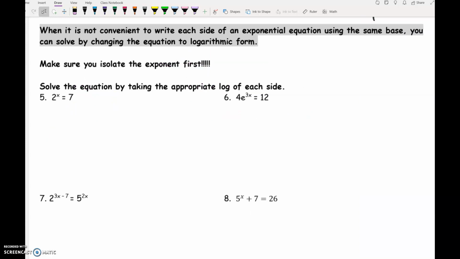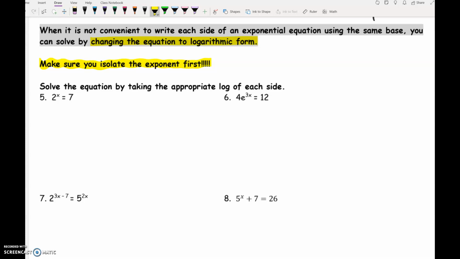So in these next examples, we don't necessarily have exponents on both sides. Number 5 and number 6, we only have an exponent on one side. When you have an exponent on one side, we are going to isolate the exponent and then we are going to change forms. We're going to change it back into log form. So remember the log ride? Woo! We're going to do that.